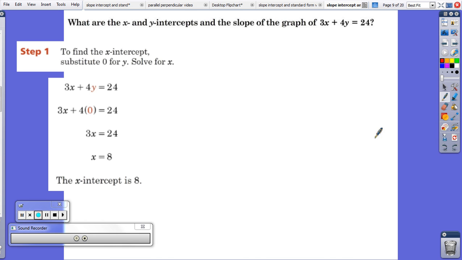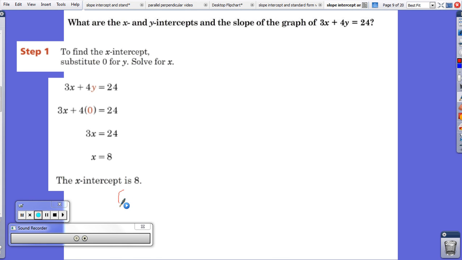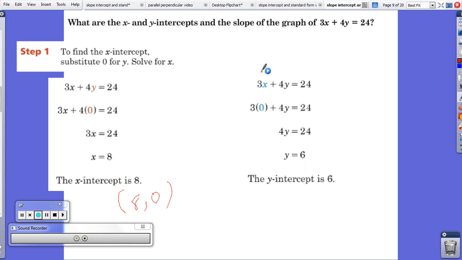So we write it. Okay, let me write it right here. If we substituted 0 for y, we're going to put a 0 for y, and the x-intercept is 8. So it's a point. Now, step 2.